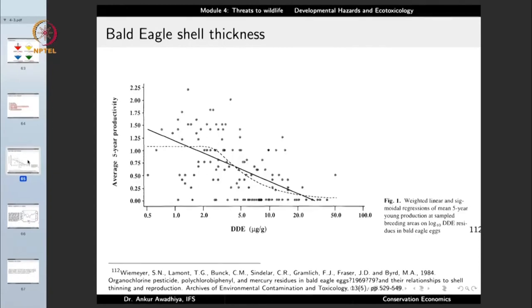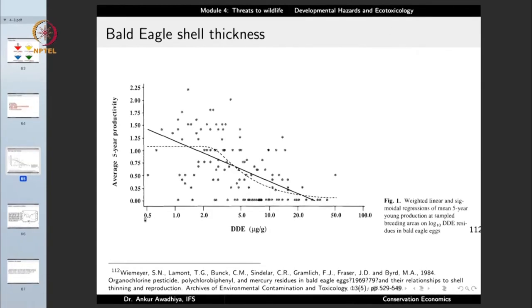Now, bald eagle is the national bird of the United States, and it was found that when the researchers looked at the concentration of DDE in the eggshells, so this curve is showing the DDE concentration on the x-axis and the average 5-year productivity, that is the number of eggs or the number of chicks that were born in every generation on the y-axis. Now, this is the average of the curve. This is the regression curve, the sigmoidal regression curve.